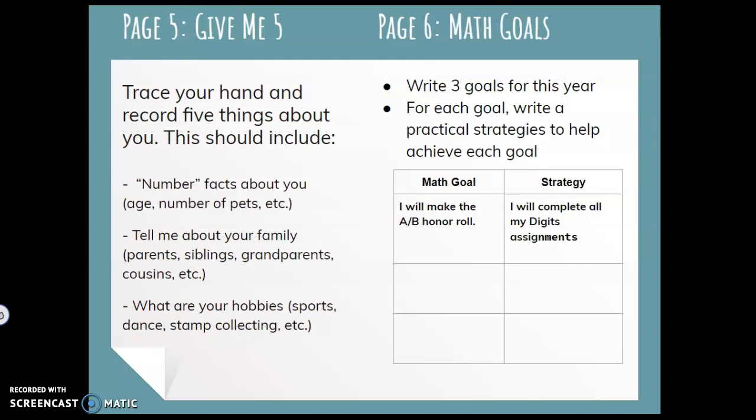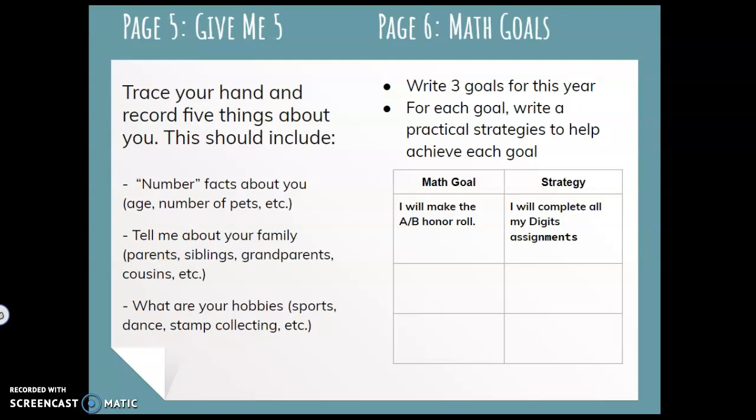Page 6. These are your math goals. At the top of page 6, write the number 6 and title the page Math Goals. You are going to write 3 goals for this school year. For each goal, write a practical strategy to help you achieve your goal. For example, one math goal could be, I will make the AB honor roll. A strategy that you could use is I will complete all of my digits assignments.